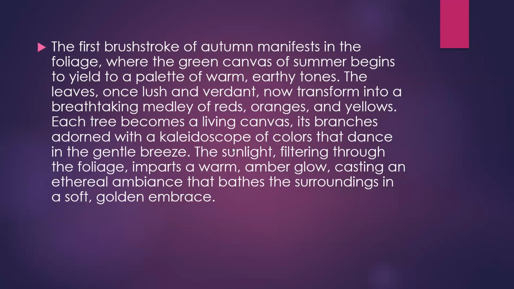The first brush stroke of autumn manifests in the foliage, where the green canvas of summer begins to yield to a palette of warm, earthy tones. The leaves, once lush and verdant, now transform into a breathtaking medley of reds, oranges, and yellows. Each tree becomes a living canvas, its branches adorned with a kaleidoscope of colors that dance in the gentle breeze. The sunlight filtering through the foliage imparts a warm amber glow, casting an ethereal ambience that bathes the surrounding in a soft golden embrace.